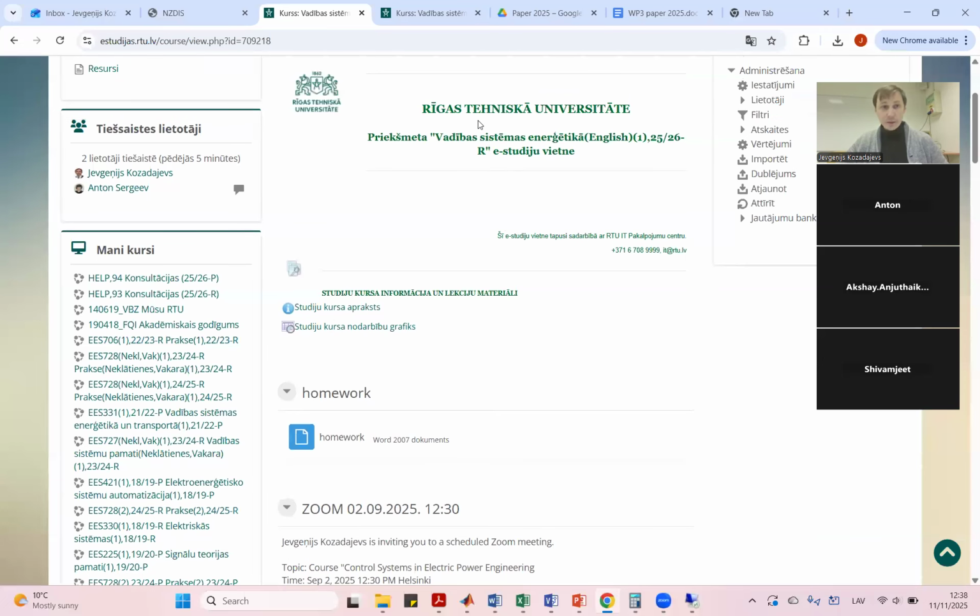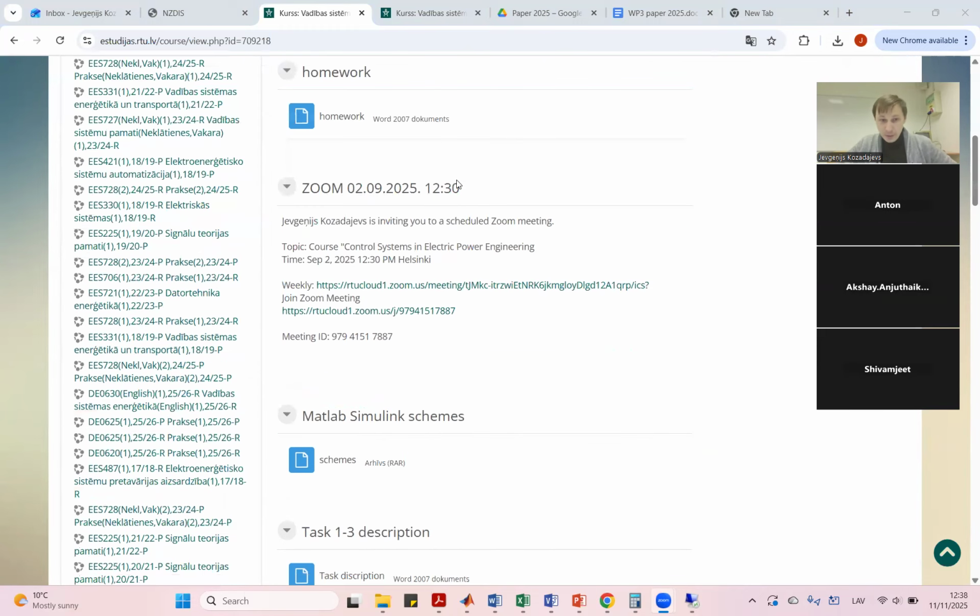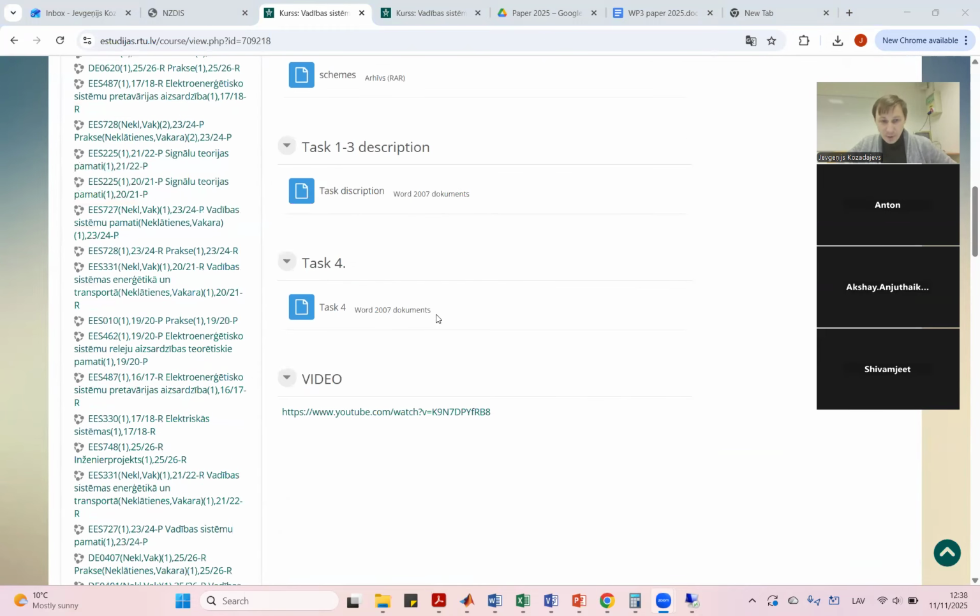Okay, so now for the record, today we will talk about laboratory number 4, about the task and the scheme you need to develop by yourself, and what you need to do to model and to analyze. So first of all, in Ortus, you have the description for task number 4, this one. Okay, I open this task.